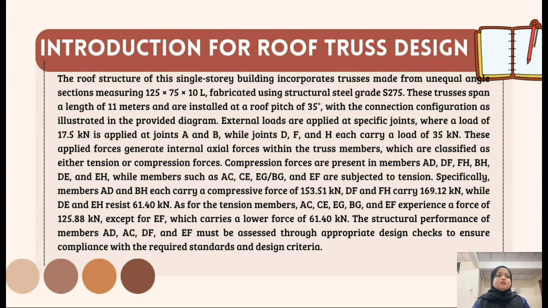External loads are applied at specific joints, where a load of 17.5 kN is applied at joints A and B, while joints D, F and H each carry a load of 35 kN. These applied forces generate external axial forces within the truss members, which are classified as either tension or compression. Compression forces are present in members AD, DF, FH, BH, DE and EH, while members such as AC, CE, EG, BG and EF are in tension.